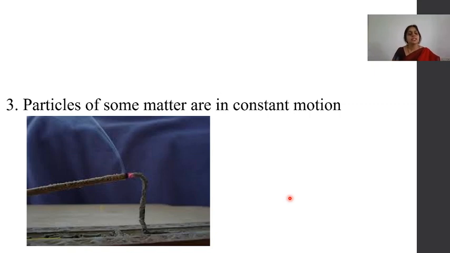Third activity: particles of matter are in constant motion. Just put an incense stick, agarbatti, at the corner of your room. You have to go near it to get the smell. Now, when you light it with a matchbox, you can get that fragrance even if you're a little distance from it.